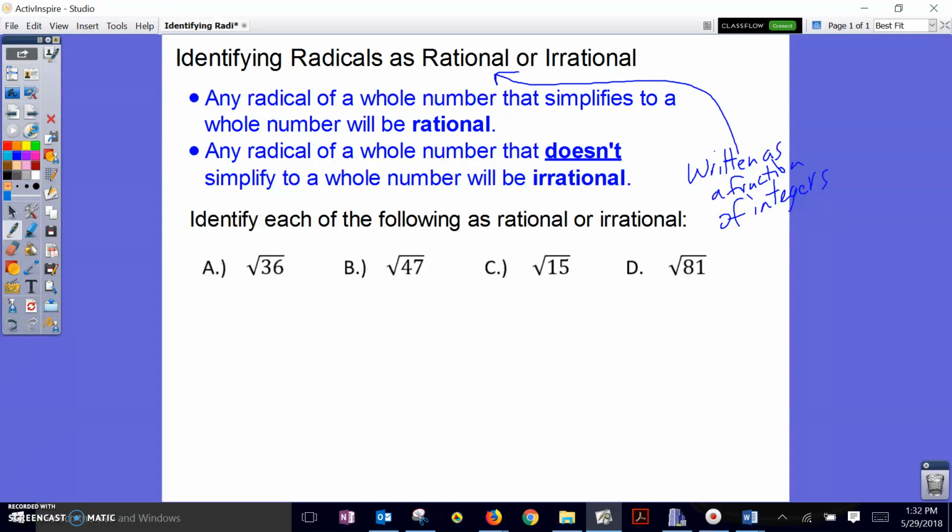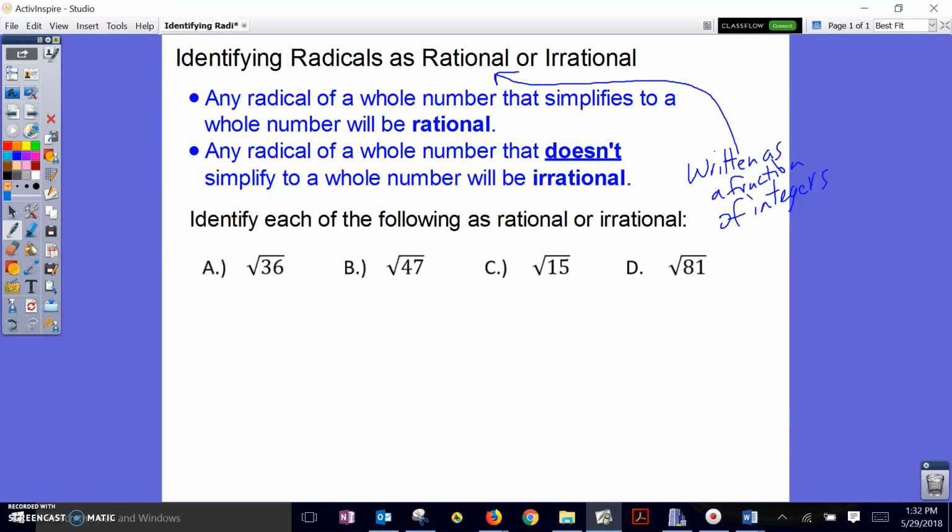So it can be helpful for us to be able to recognize whether a radical is rational or irrational on sight. And we're going to use these two principles to determine that. First, any radical of a whole number that simplifies into a whole number is a rational number. That's pretty straightforward. But it leads to the more important thing, and that's that anytime we take a radical of a whole number that doesn't simplify to a whole number, it's going to be irrational. And so we can easily recognize radicals immediately, whether they're rational or irrational, if we know our perfect squares.